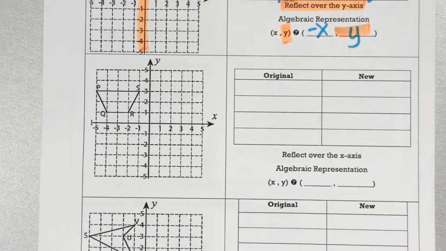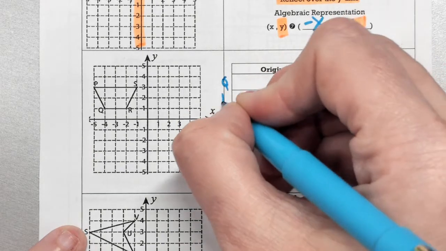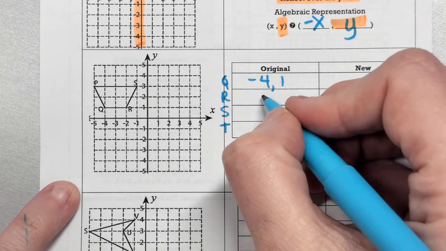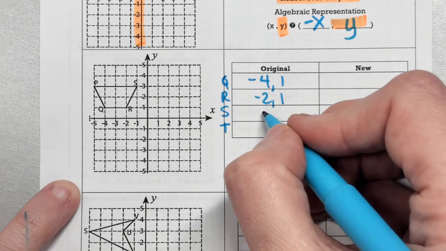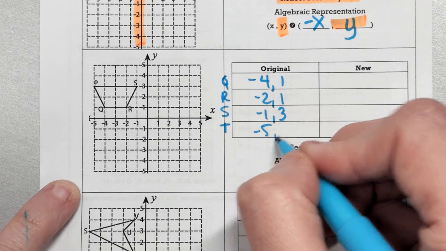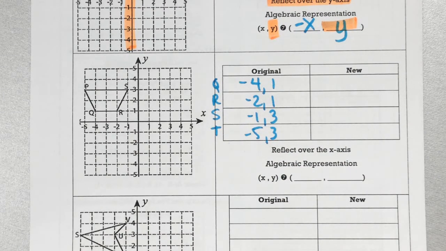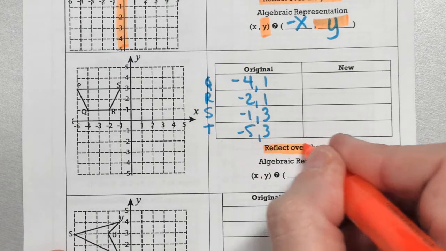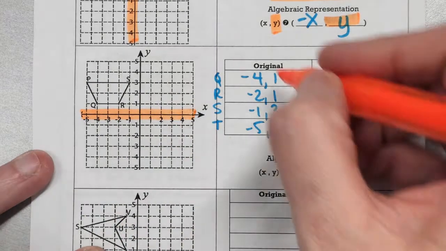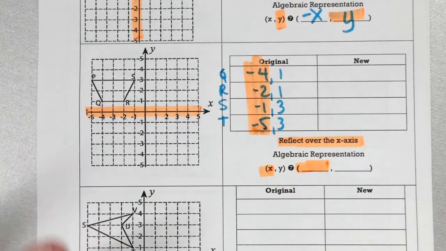All right, the next kind of reflection we might see is a reflection over the x. I'm going to write these ordered pairs down real quick. Q, R, S, T: (-4, 1), (-2, 1), (-1, 3), (-5, 3). Okay? So now, again, I start by looking at what they're asking me to do. They want me to reflect over the x-axis. So I highlight that. I highlight the x-axis. I highlight my x values. I highlight the x here, and I highlight this space where the x is in my rule.